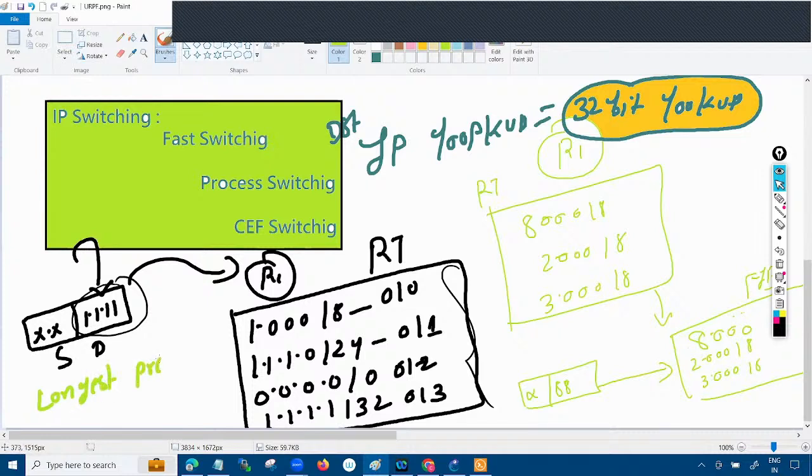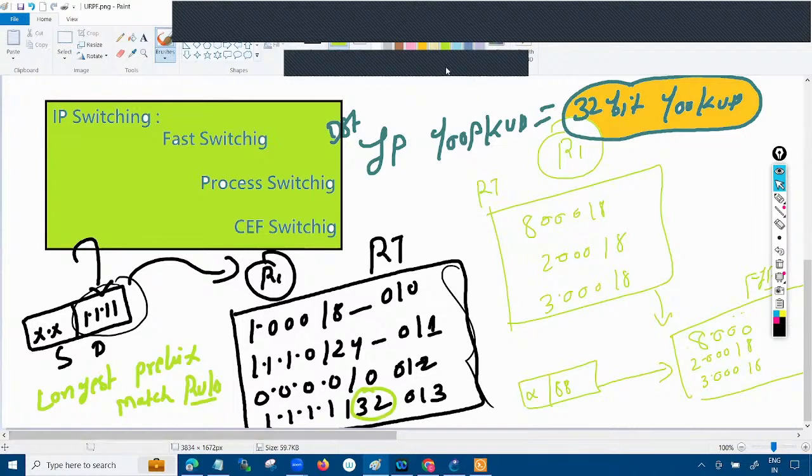It's a correct answer because of the longest prefix match rule. Longest prefix means it will look for the longest subnet mask. If you see the subnet mask, this one can match with this guy, this guy, and this guy as well. But who has the longest prefix match? /32. These are just higher subnet mask information.